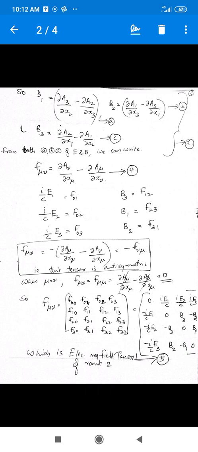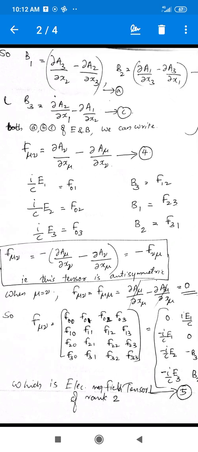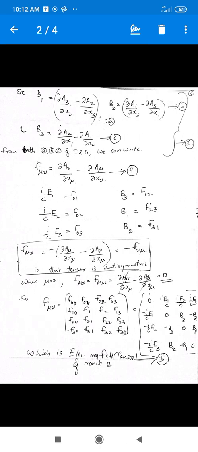Similarly, we can do it for B1, B2 and B3. So B1 will be F23. You can remember this also. For B1, 2 and 3 are missing, so you just write F23. For B2, 3 and 1 are missing, so F31. For B3, F12, since 1 and 2 are missing. So you can learn like that also. You can check it using these ABC equations.